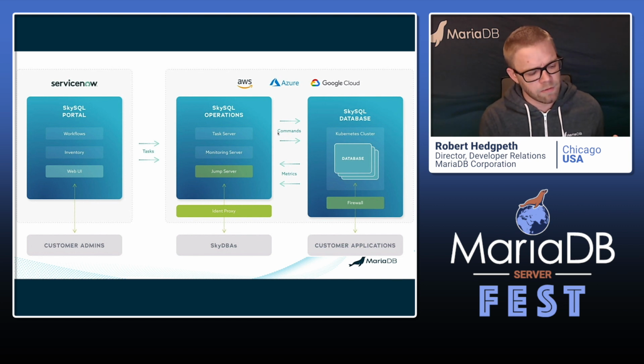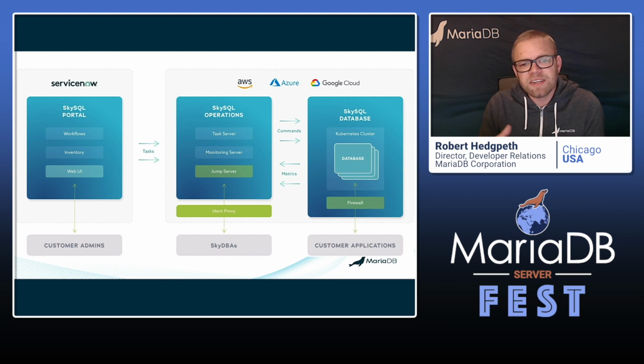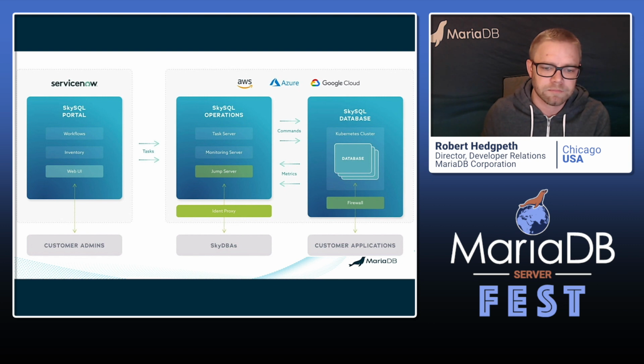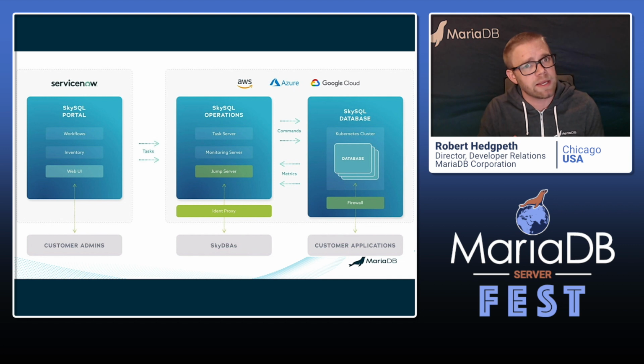Now here is a high-level view of what SkySQL looks like from a user's perspective, right? If you start from the left-hand side, you can see that what we call customer admins or users log into a web UI that allows them to control the workflows and the inventory of the databases that, on the very right-hand side, live within the Kubernetes cluster. Now, there are some layers in between, and that's the control plane that I mentioned before.